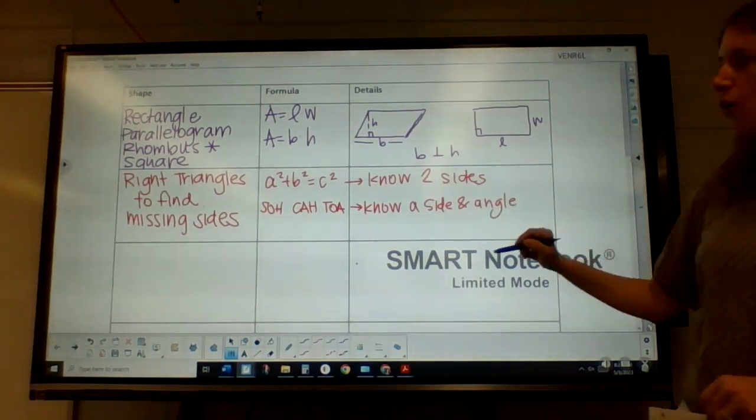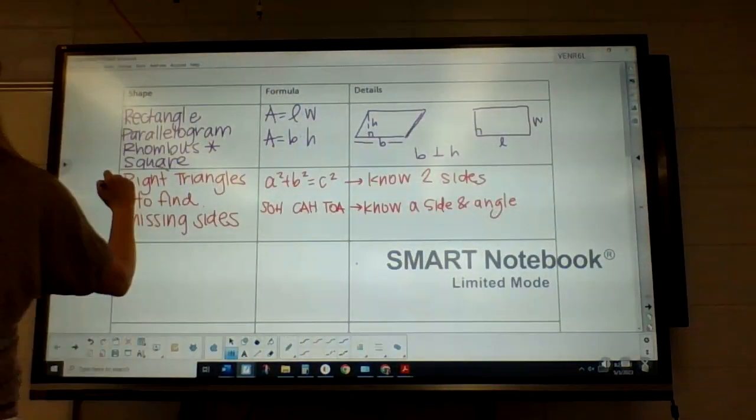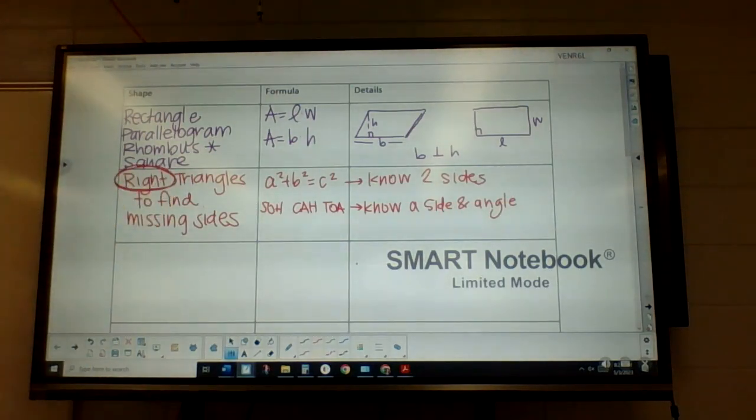Now remember, this is only for right triangles. So both of these rules only apply to right triangles. So when I say we know a side and an angle, we know it's also a right triangle. If you know two sides, I also know it's a right triangle. So these must be right.